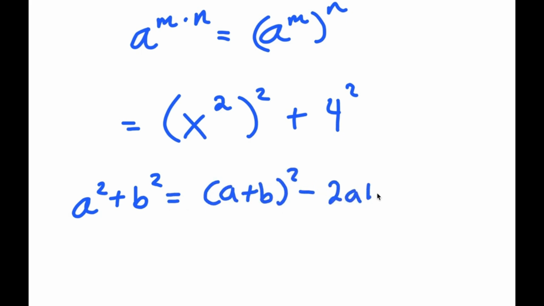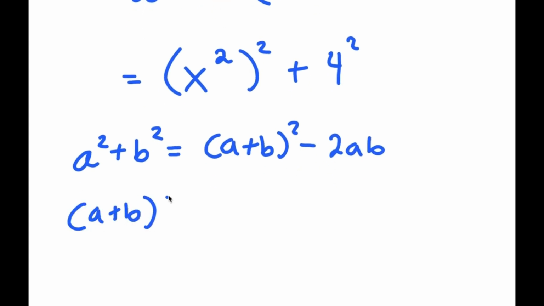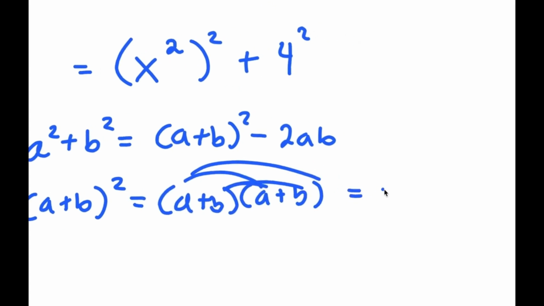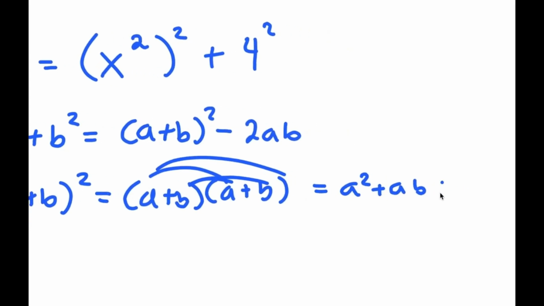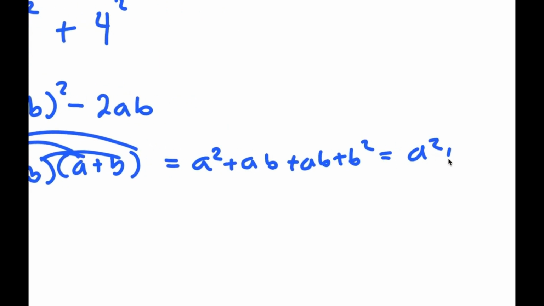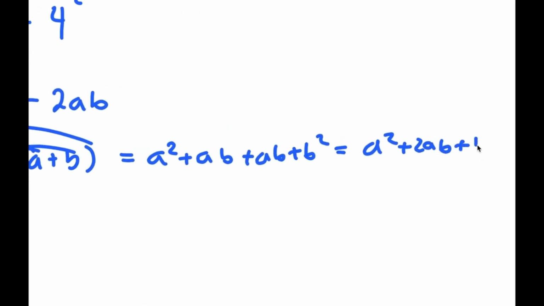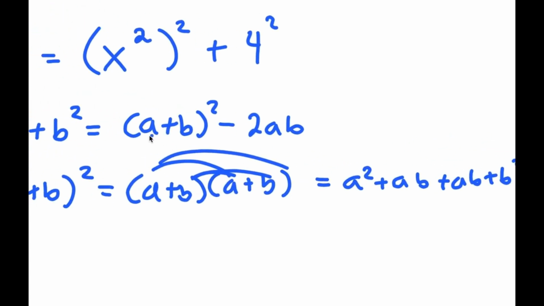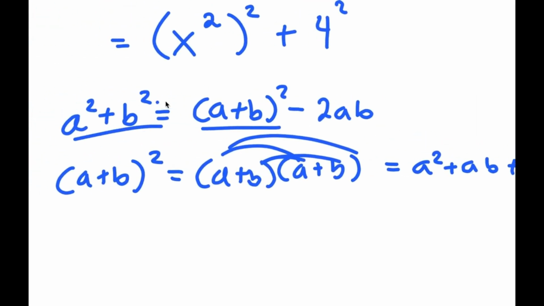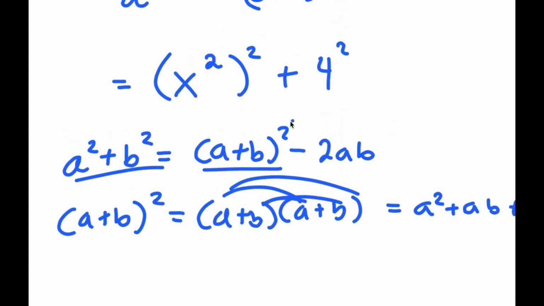minus 2ab, because (a + b)^2 is equal to (a + b) times (a + b), which if you distribute a, distribute b, you get a squared plus ab plus ab plus b squared, which is equal to a squared plus 2ab plus b squared. So because (a + b)^2 is equal to a squared plus 2ab plus b squared, this means that a squared plus b squared is equal to (a + b)^2 minus 2ab. Because if you subtract the 2ab, all that's left is a squared plus b squared.